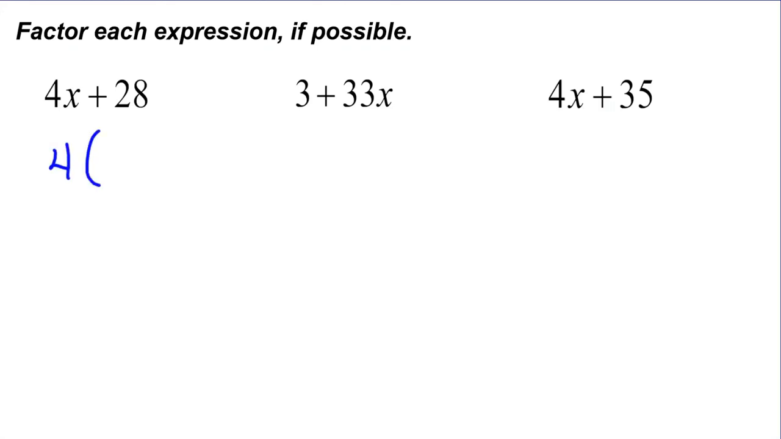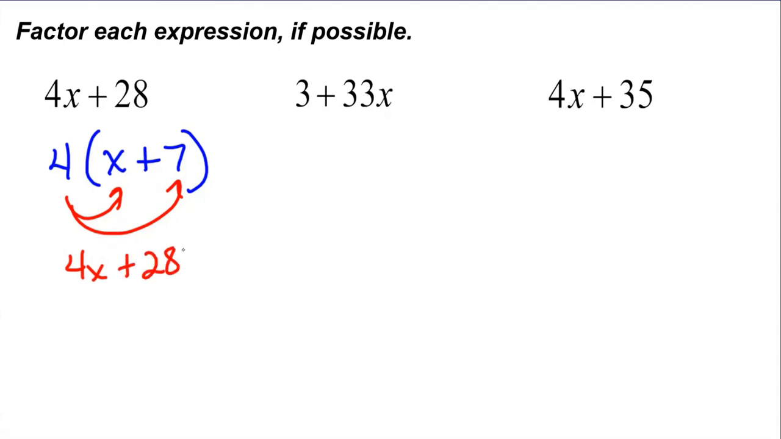So now I need to determine what goes inside the parentheses. 4 times what gives me 4x? That would be x, plus 4 times what is 28? That's 7. And again, if I'm not sure, I'm just going to do the distributive property here. 4 times x is 4x, and 4 times 7 is 28. That checks out. I've done it correctly.